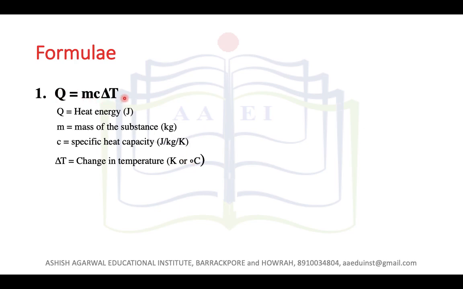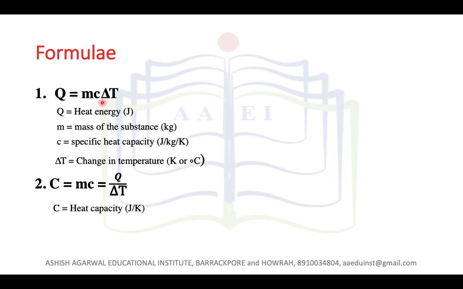Q is equal to mc del T. You have to memorize the formula. We don't have many formulae, I think six or seven in number. Second one being capital C is equal to mc. What is capital C? Heat capacity. M is mass, small c is specific heat capacity. So this is the relation between capital C and mc, that if you want to find just heat capacity, you have to multiply specific heat capacity with the mass.